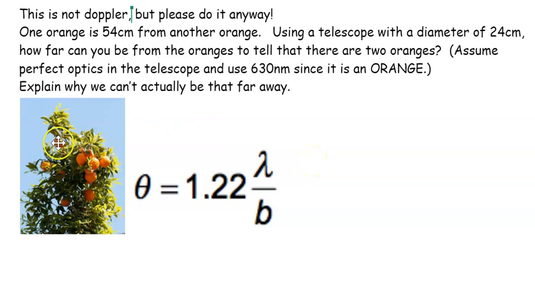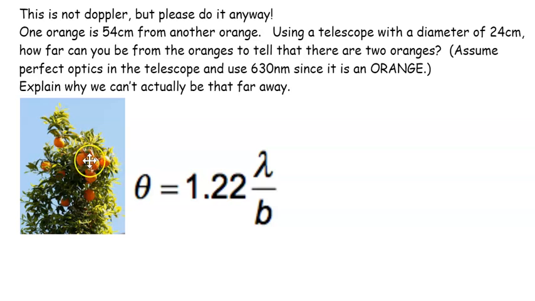We have two oranges that are 54 centimeters apart from each other, which is pretty far apart. And then we're going to look at it with a little telescope and be curious about how far away technically we could get to be able to resolve those two oranges as separate things. And so the Rayleigh criteria equation here is what we would use. But we need to know the wavelength.